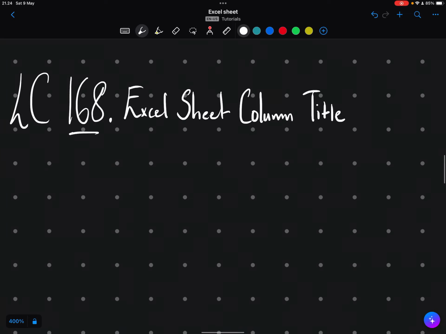Hey guys, today we'll be solving LeetCode number 168, Excel sheet column title. It is an easy question, but I would say it is definitely a medium if you've not learned about divisibility theory or you're not familiar with using modulo operators. Okay, so I'll just start off with the modulo operators. What do I mean when I say modulo operators?